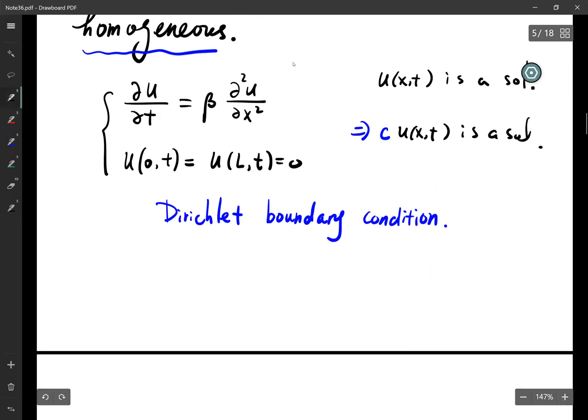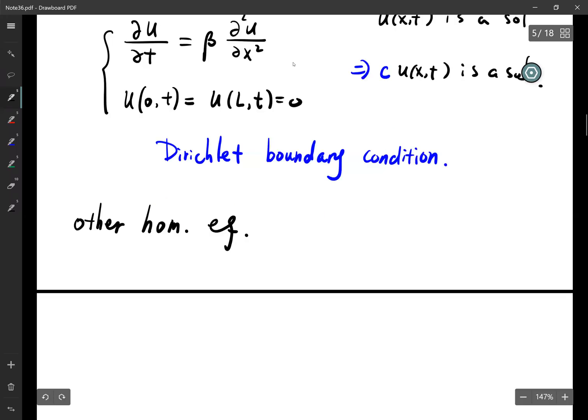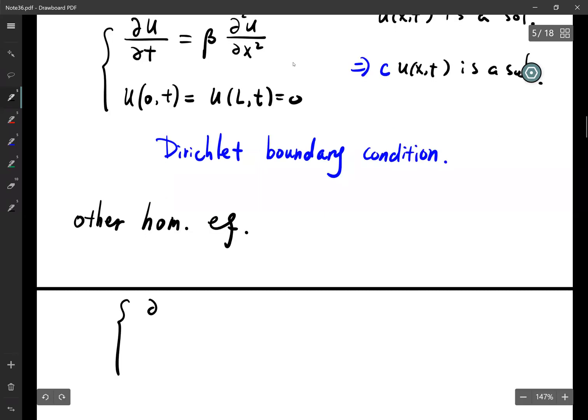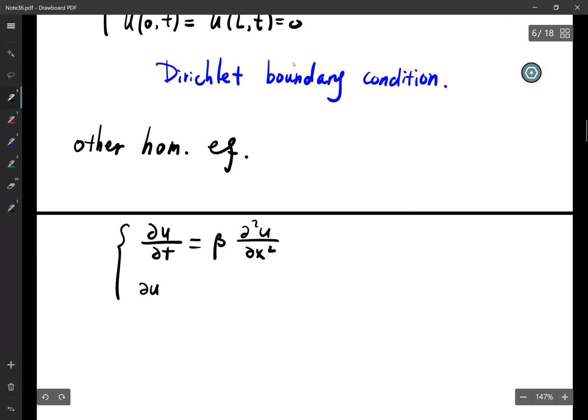So I can have other types of homogeneous equation, or another way of setting up the boundary. The equation is exactly the same thing, but I can say partial u partial x at (0,t) equals partial u partial x at (L,t) equals 0. So what does that mean?